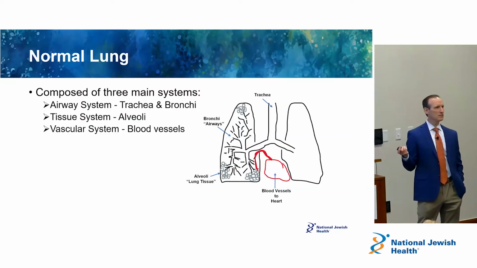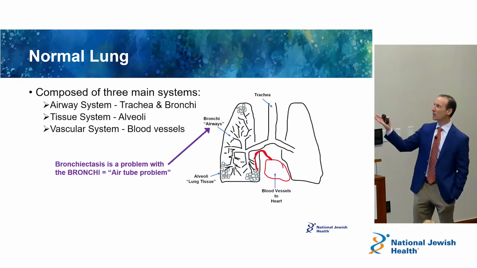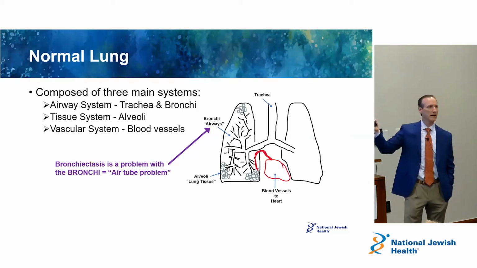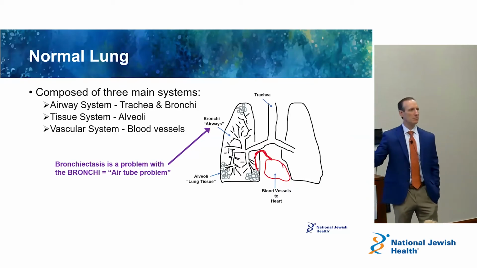Where's bronchiectasis? I bet you can guess. It's the bronchial airway tree. So bronchiectasis is not a tissue or a blood vessel problem by its nature. It is an air tube problem.